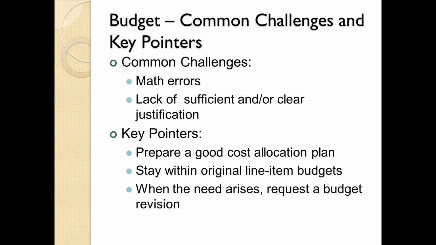And then common challenges. We have math errors. So while we recommend it, it is a must that you use our form, which eliminates the math errors, and then you want to make sure that you have good justification for everything you do. If there is a need to share any costs, you have a good cost allocation plan. You stay within the original line items of your budget. However, if the need arises, you prepare a budget revision.